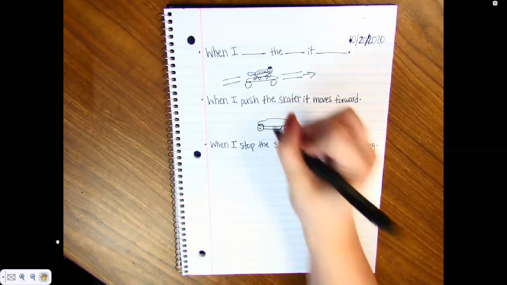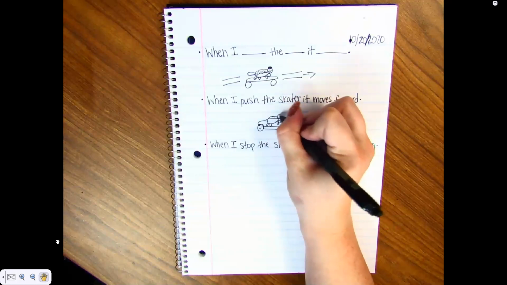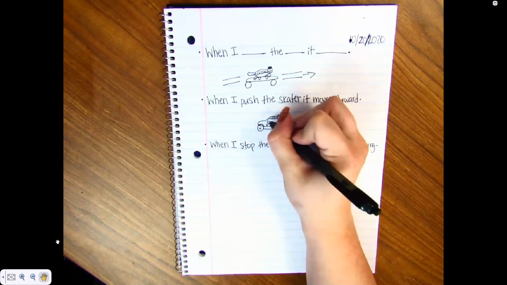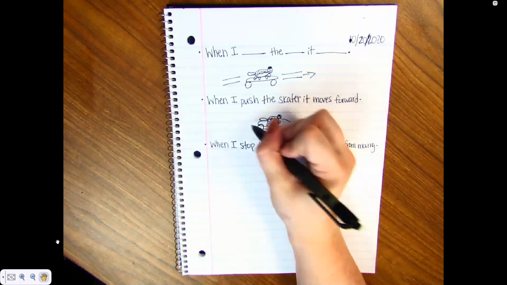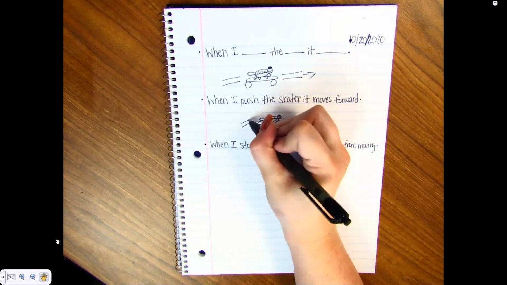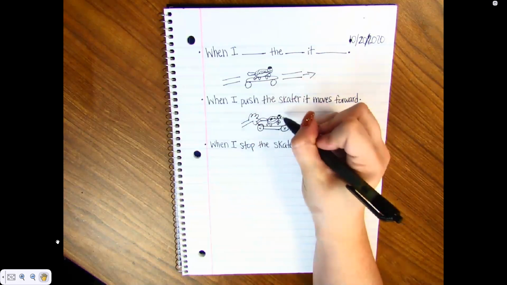Draw my little skater man. My little skater armadillo. I've seen an armadillo before. Yeah? Yeah. Me too. I've actually seen one.